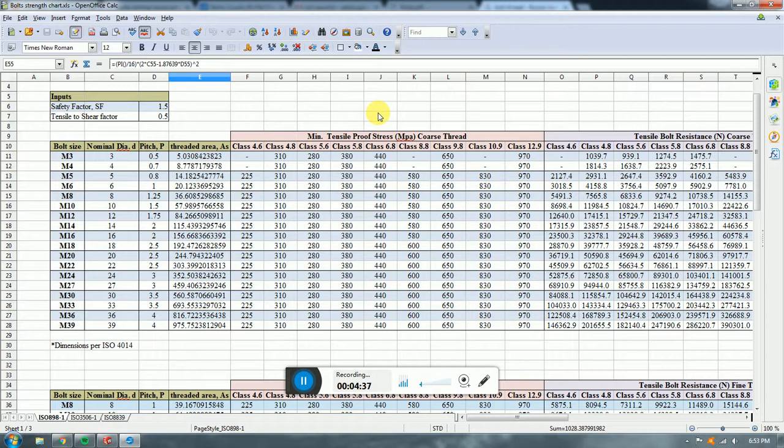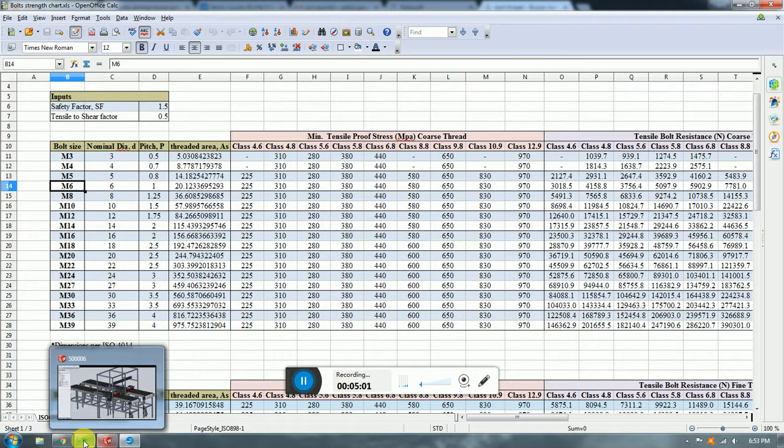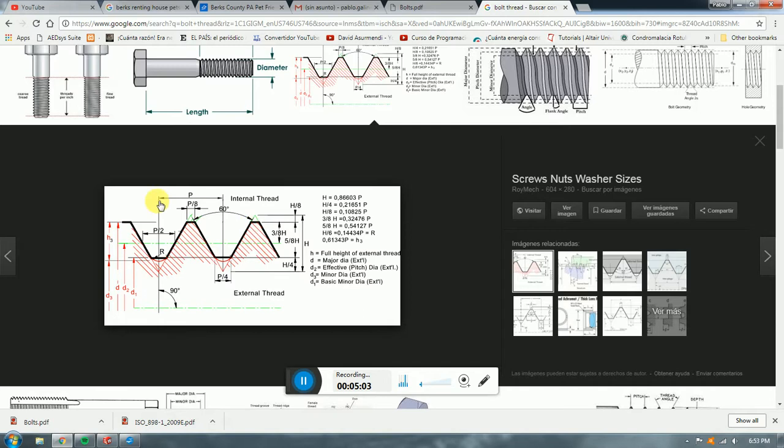So in this case, for example, we have a small chart that we'll talk about in a future video. We have the bolt nominal size. Here is the diameter, and here is the pitch. So for an M3 the pitch is 0.5, M6 is 1, M8 is 1.25, and so on. So that is going to be the pitch, as we said, based on this drawing.